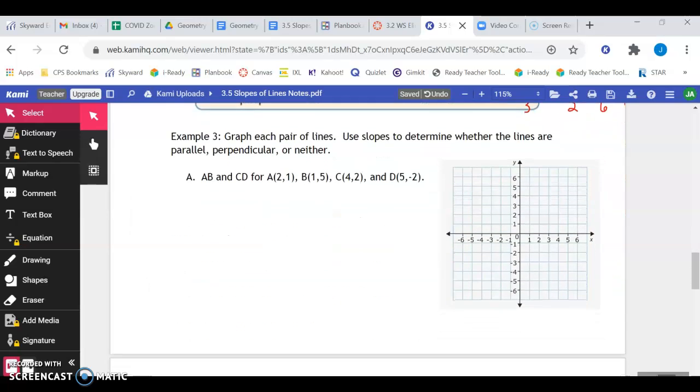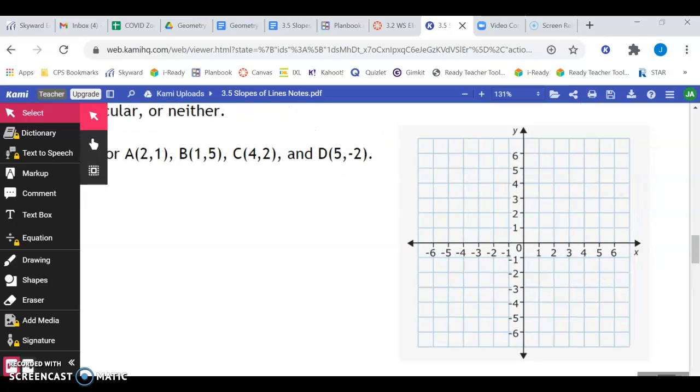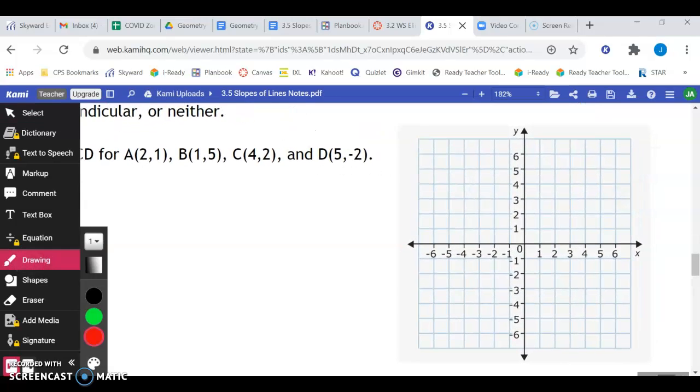Okay, so we have to graph these lines and use slopes to determine whether the lines are parallel, perpendicular, or neither. So we have A and B, and their points are (2, 1) and (1, 5). So over 2, up 1, and over 1, up 5. So the slope of this line is up 4 and back 1, so that's -1. So 4 over -1 would simplify down to -4. So that's line AB.